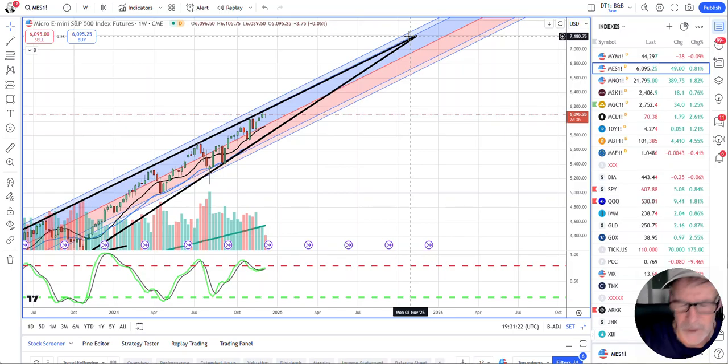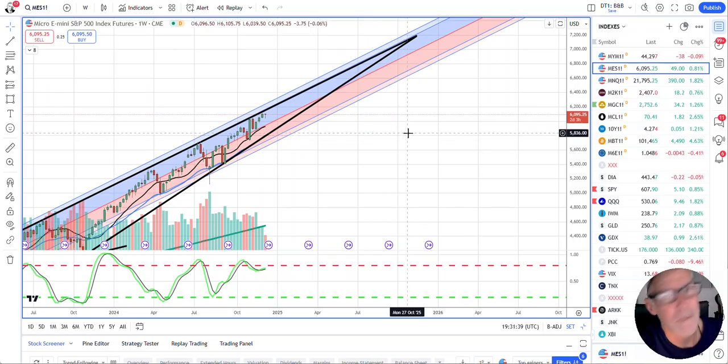At that point, we should see this trend begin to normalize a little bit. Could be a sideways trading range for a few months. It could be a bear market, probably not. Could be something a little more volatile, but that's the projection.